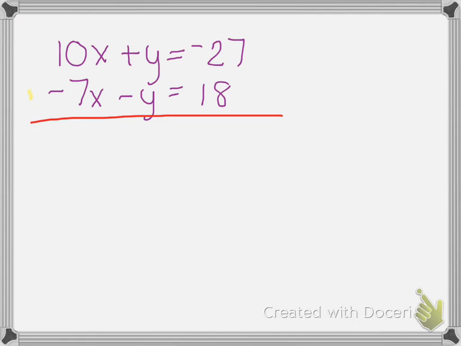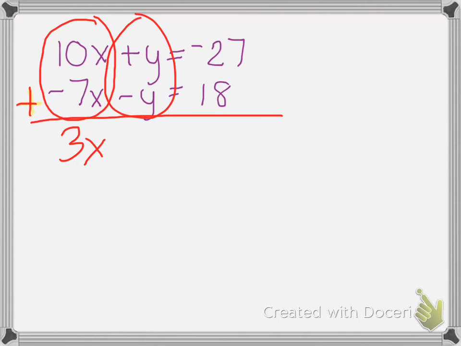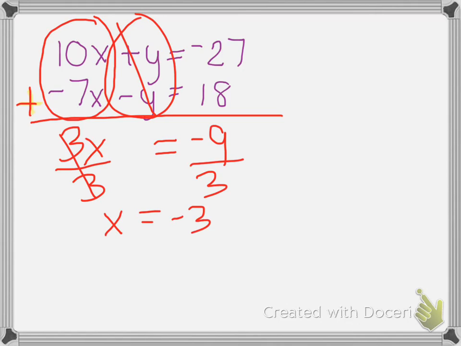So the way they're set up right now, if I add these two equations and I add them vertically, then 10x plus negative 7x is 3x. Or you can just think of it as 10 minus 7. And y minus y is going to be 0, so that's where the eliminate comes in. And then these two added together make negative 9. So then you would divide by 3 to isolate the variable, and you would get negative 3 for x.